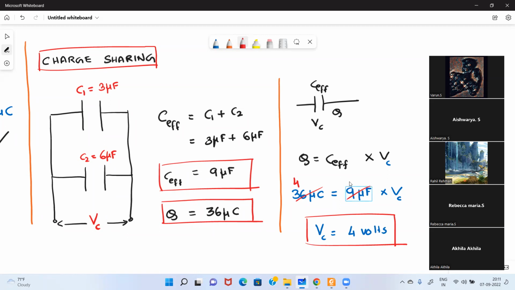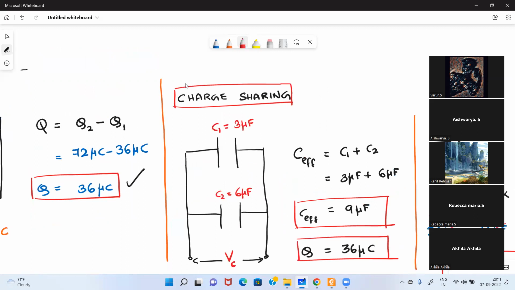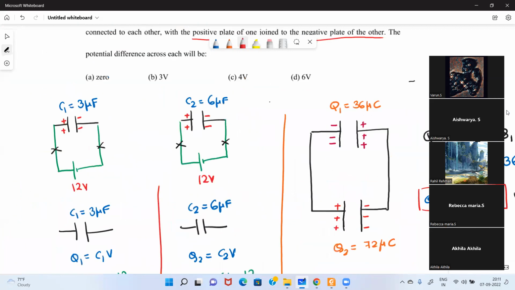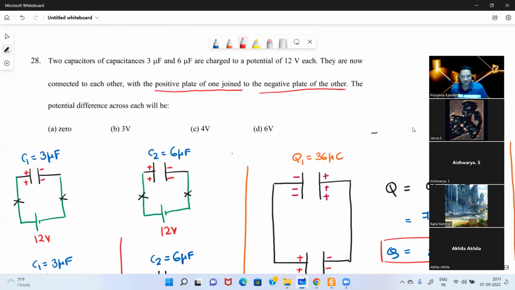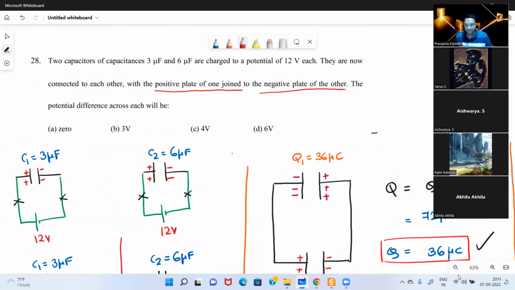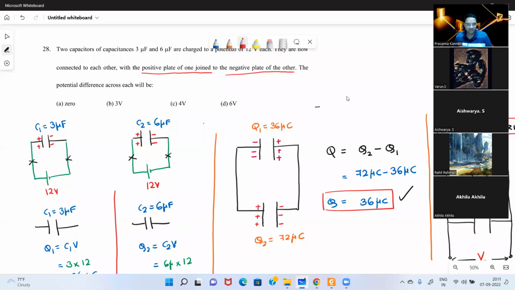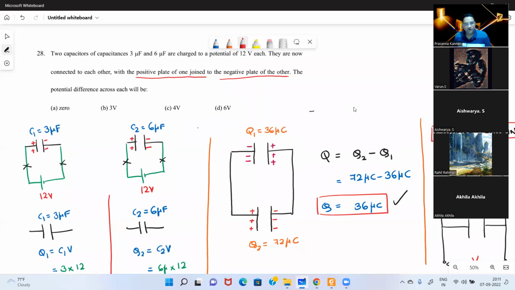Yes, sir. Excellent. So I'll reiterate it once more from the beginning, then we'll go to the next one. I think in the last few sums we have been discussing charge sharing between capacitors, correct? So far we had seen one charged capacitor and another uncharged capacitor, but now both capacitors are charged. Two capacitors of capacitance 3 microfarad and 6 microfarad are charged to a potential of 12 volt each. That's what I have written here.